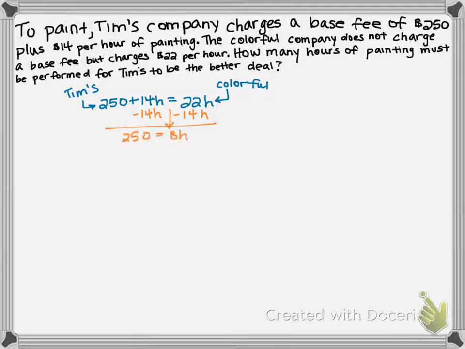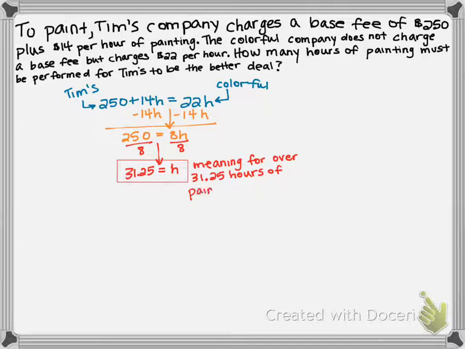So I do have to move my variables to one side. I subtracted 14H from both sides. I'm left with 250 equals 8H. Divide by 8 on both sides, and H equals 31.25. Meaning for over 31.25 hours of painting, Tim's is actually the better price. But if the job is less than 31.25 hours, then the colorful company would be the one that's the better price.